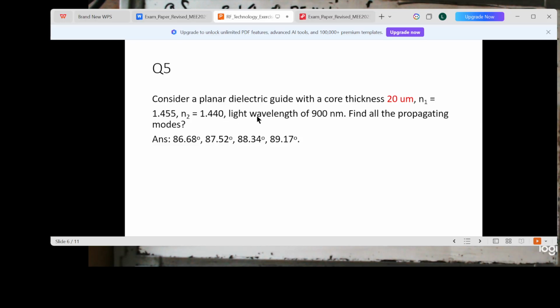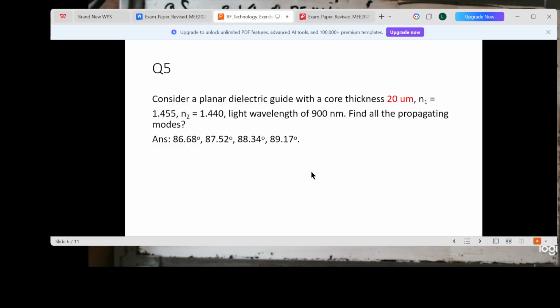The wavelength of the light propagating along the waveguide is 900 nanometer. This means 0.5 micrometer. Find all the propagating modes. Theoretically, you can just calculate the propagation constant for all the modes, and then the answer is given. But the suggested answer has, besides the modes, the angle, and I'm going to explain to you in a minute.